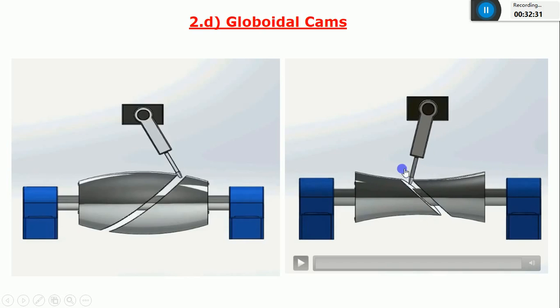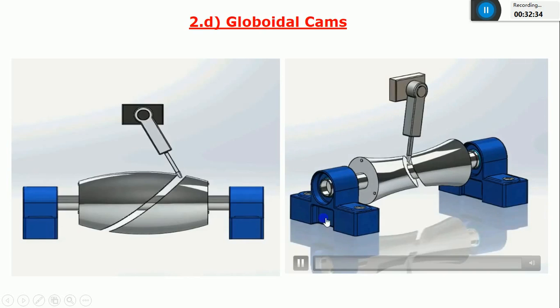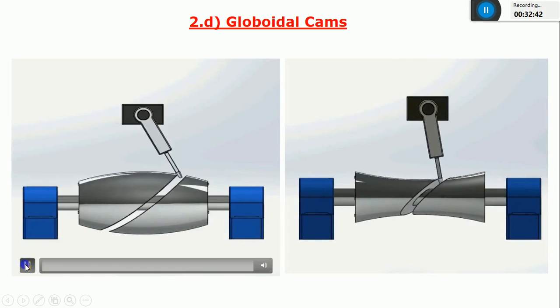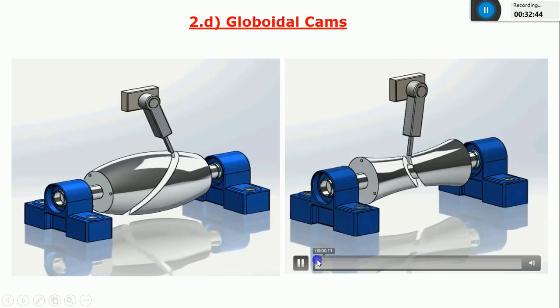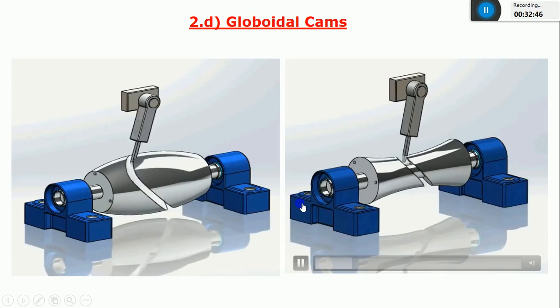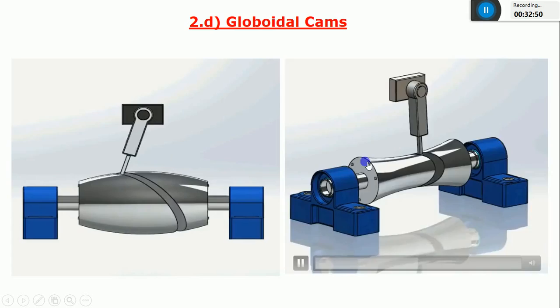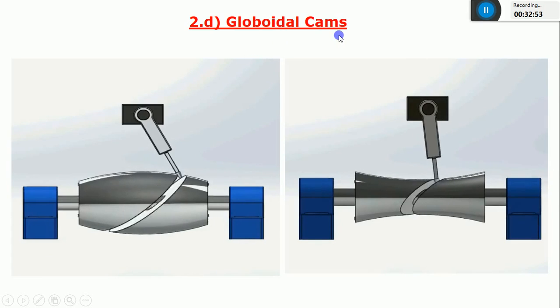As the cam starts rotating, the follower starts oscillating from this direction to this direction. Just try to watch both the animations once again. So these are the features of these globoidal cams.